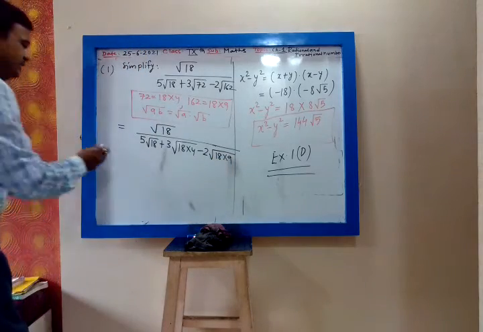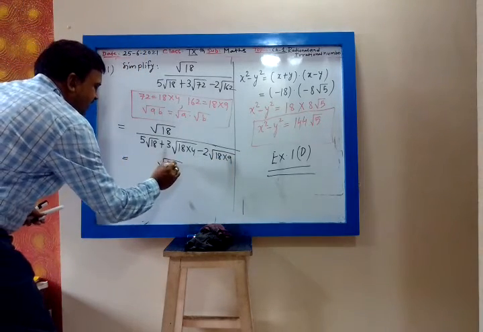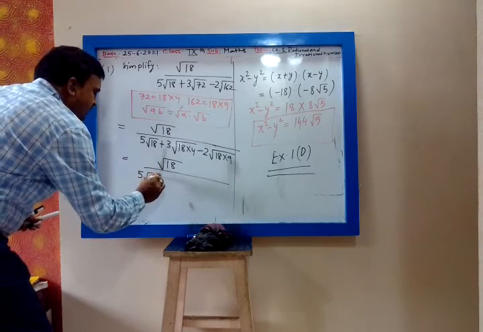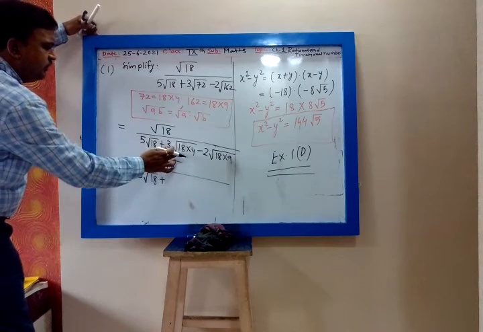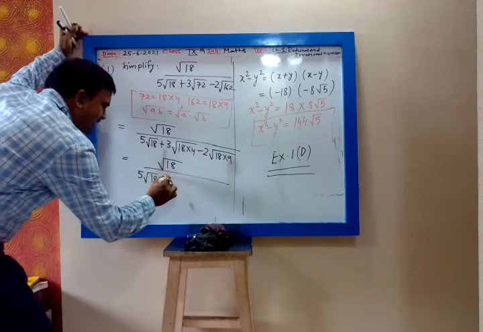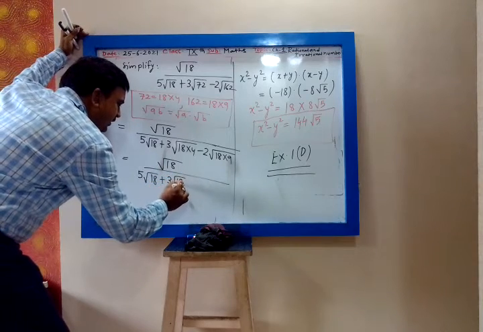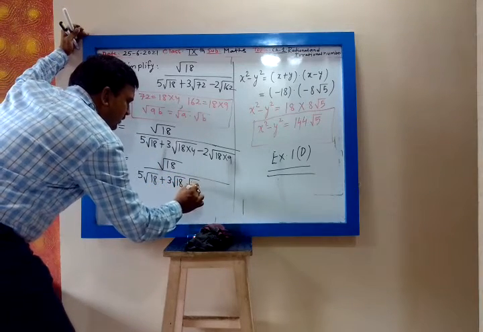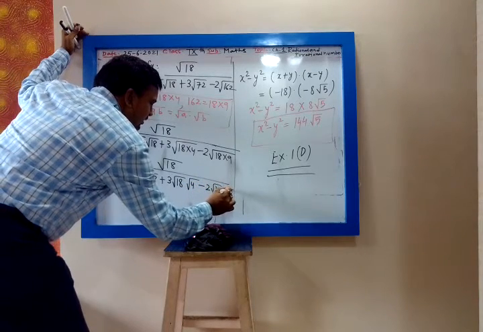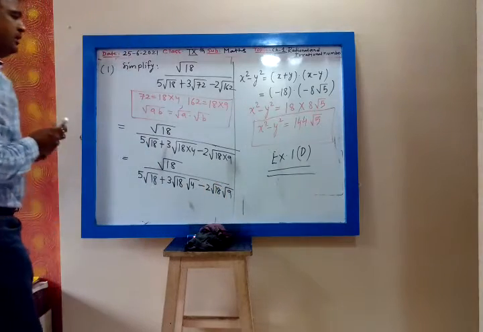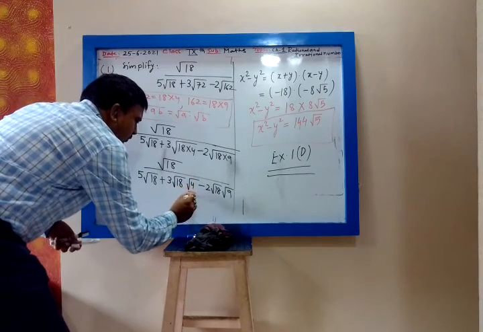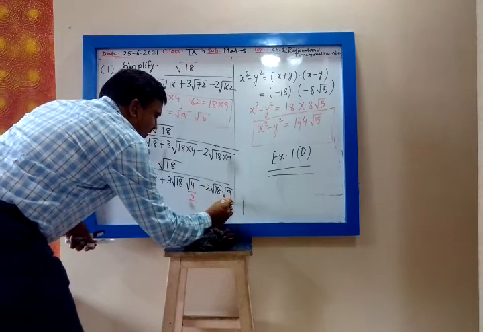So that will be root 18 divided by 5 root 18 plus, what is root AB? Yes, tell me what is root AB? Root AB is root A into root B. So this I can write 3 root 18 into root 4, and this I can write root 18 into root 9. Now what is the value of root 4? Root 4 is 2. Root 9 is 3.